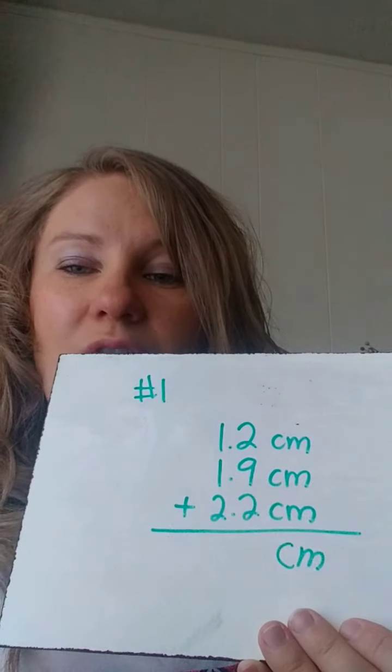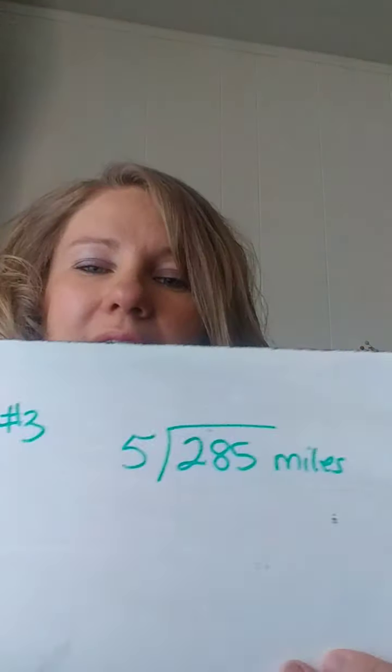Number 3, T-Ron drove 285 miles in 5 hours. What is the average speed in miles per hour? Check the correct answer. So you'll check the box. So number 3, we will go 285 divided by 5 hours. That will tell us approximately how many miles per hour he's going.